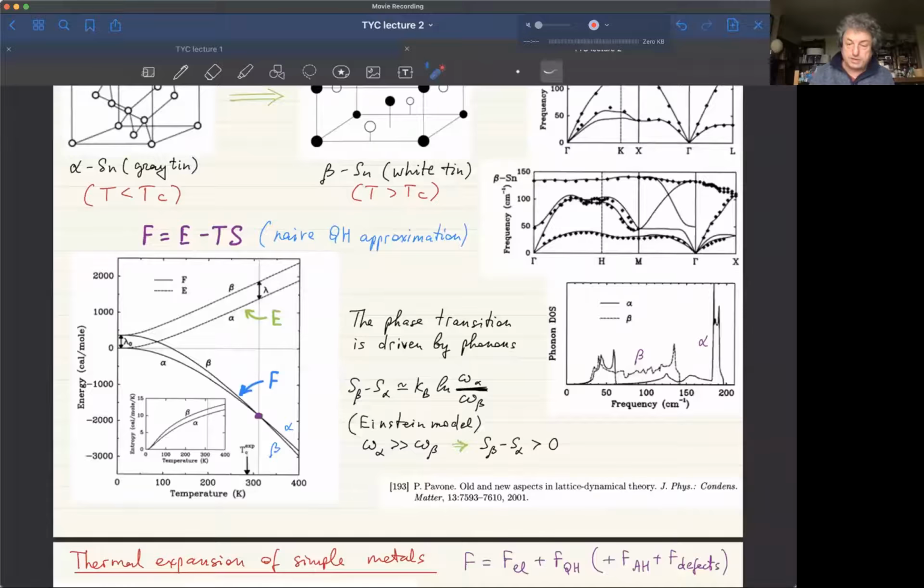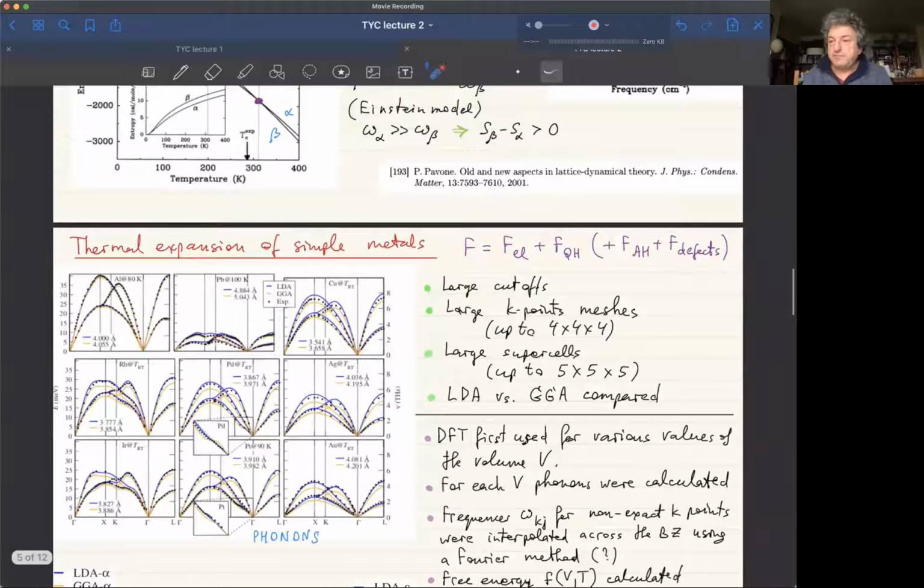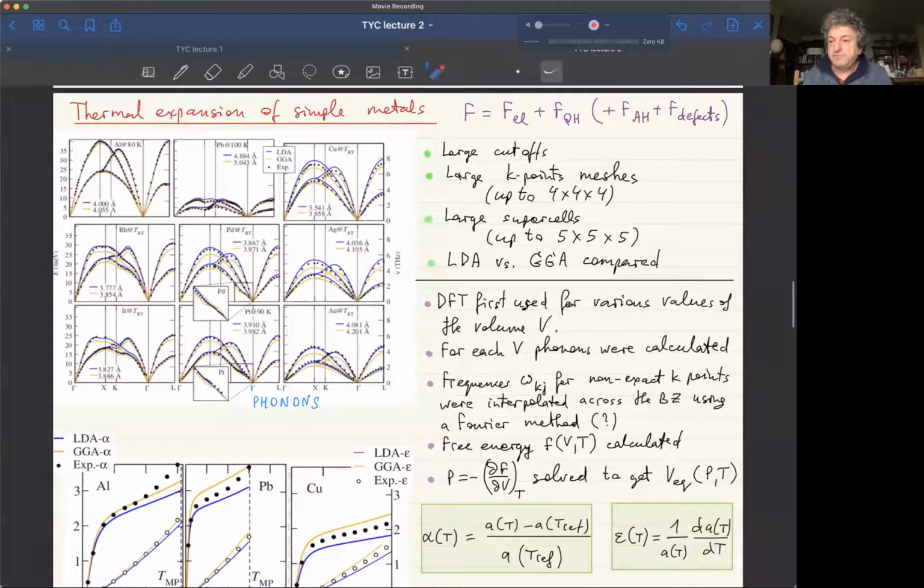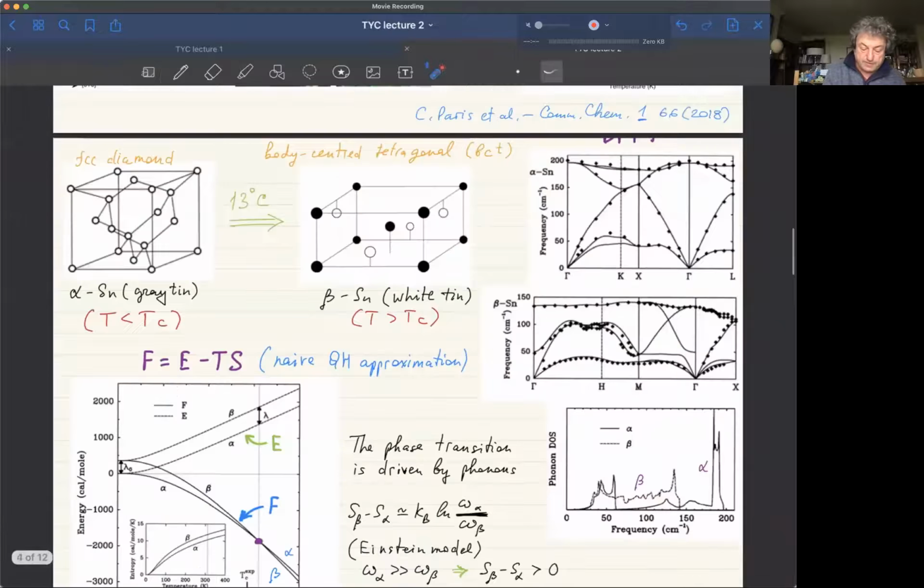So this was a naive harmonic approximation. What they should have done is, for each temperature, obtain the equilibrium structure, the actual volume. In this case, you have a cubic structure. In this case, you don't. Actually, this is not cubic. So there are more parameters you need to specify for the unit cell.